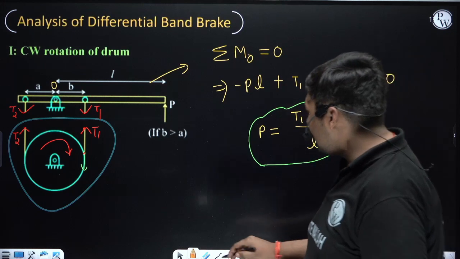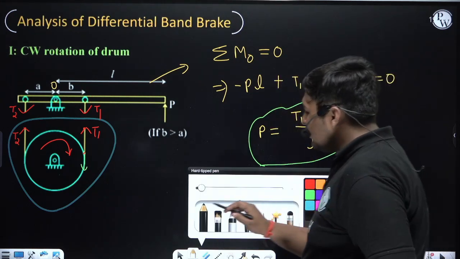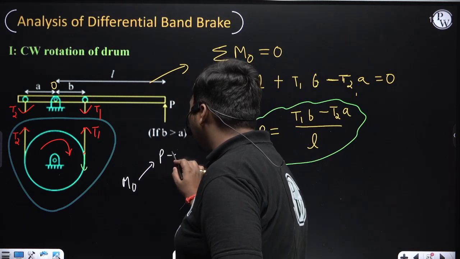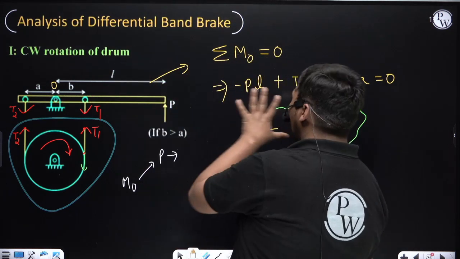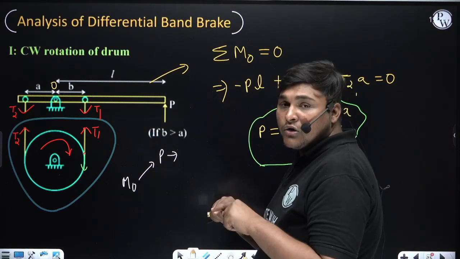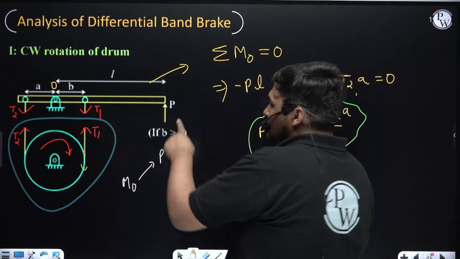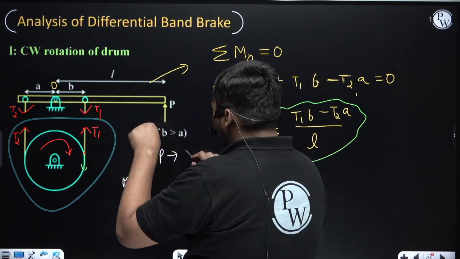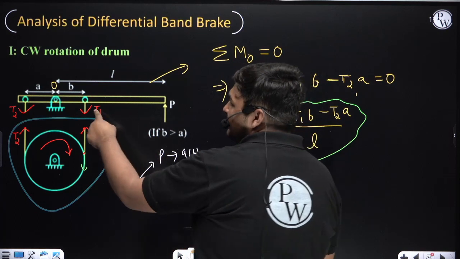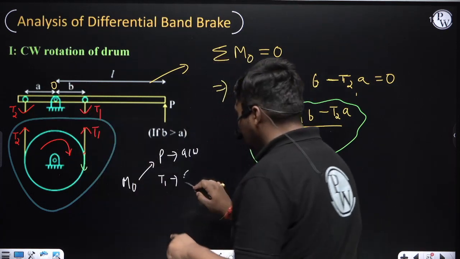So here, if you only focus on direction, we can see the direction of movement of effort P about O. If you don't want to derive this equation and only want to see whether it is self-energizing or not, and due to which tension, the direction of movement of effort P about O is anti-clockwise. Now the direction of movement of tension T1 about O is clockwise.